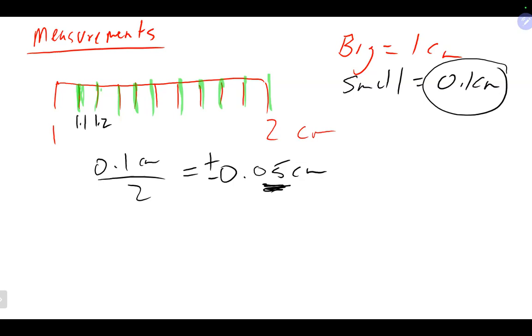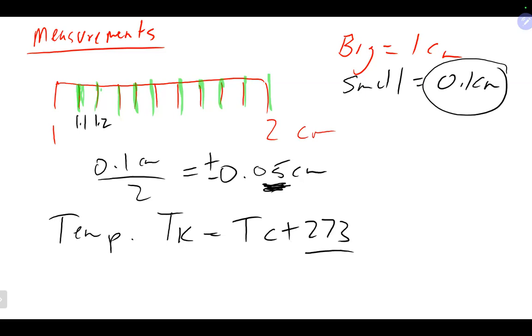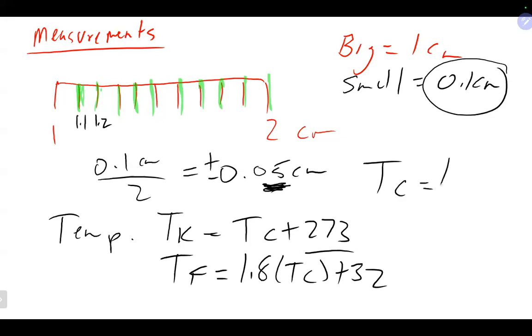We, I believe, also talked about temperature conversions. The one we use the most is that the temperature in Kelvin is the temperature in Celsius plus 273. Once again, the official number there is 273.15, but most people don't use the 0.15. We also saw that temperature in Fahrenheit is equal to 1.8 times temperature in Celsius plus 32, and temperature in Celsius is temperature in Fahrenheit minus 32, divided by 1.8.